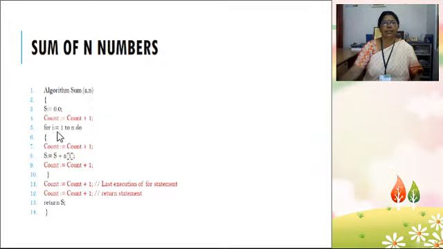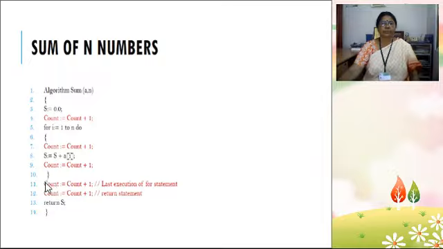Next statement, for I is equal to 1 to n, so it is a for statement, a looping statement. The control part of the for loop is assigned the step count 1, so we increment the count by 1, count is equal to count plus 1. Similarly, we have the next assignment statement, s is equal to s plus a of I. We add the first element in the array.